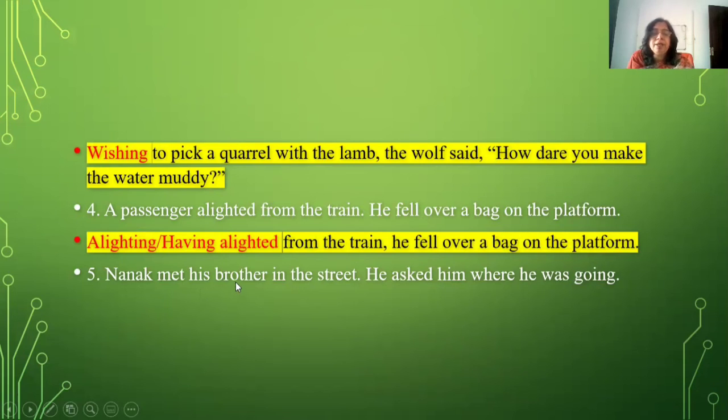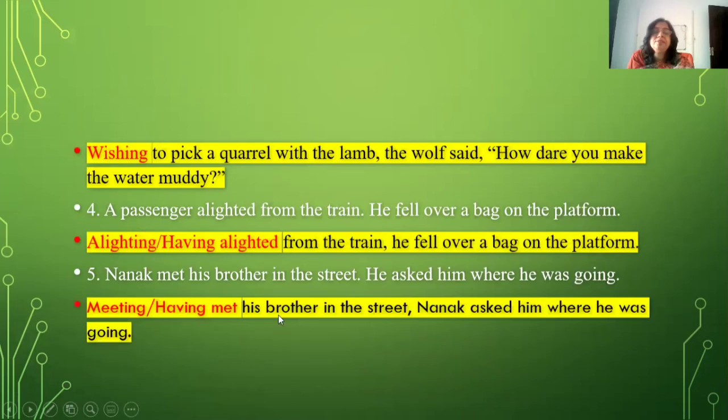Nanak met his brother in the street. He asked him where he was going. Having met his brother in the street or meeting his brother in the street, Nanak asked him where he was going.